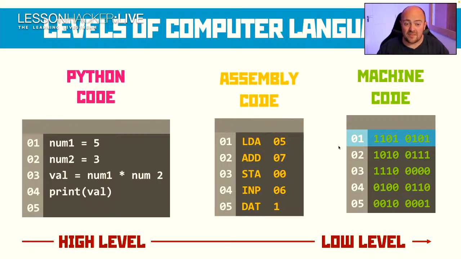Now, we don't write in that. We write in high-level code, something like Python, where each line of code could be 2 million lines of machine code. So the question is, why do we write in high-level code, and what does it do? Well, high-level code is just easier for humans to read. It's more like human language.